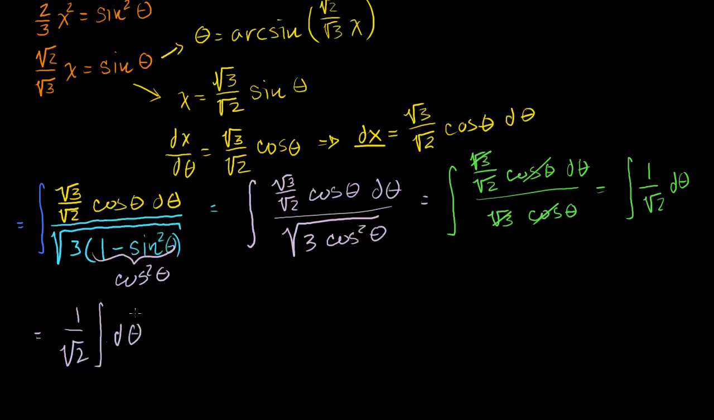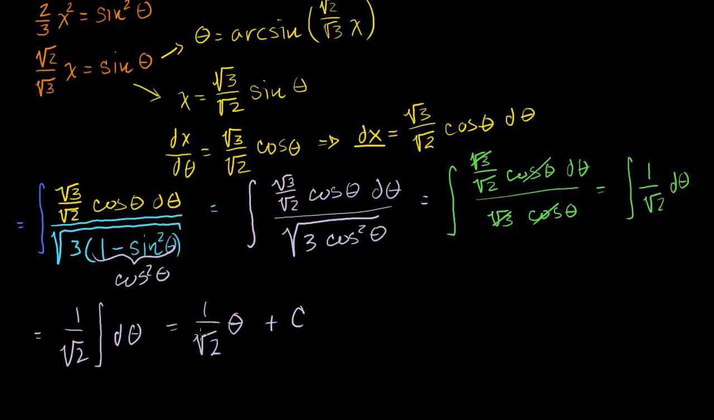And this is super easy. This is equal to 1 over the square root of 2 times theta plus c, plus some constant. You could say that the integral of this is theta plus c, and then you multiply the constant times this, but it's still going to be some arbitrary constant. I think you know how to take the antiderivative of this. But are we done? Well, no. We want to know our indefinite integral in terms of x.